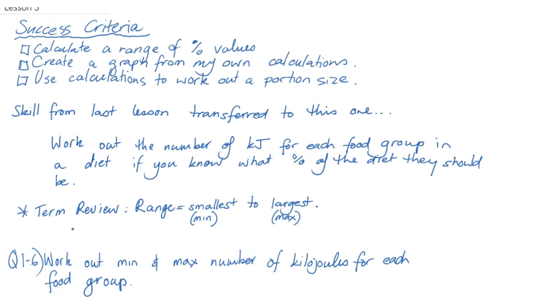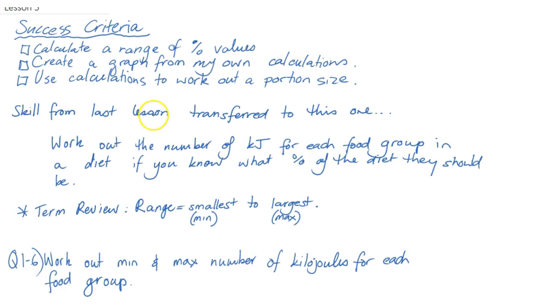So first of all, you're going to be calculating a range of percentage values. So you're going to be making percent statements about what you need to find and using that to make a little equation and work out how much it's worth. You're going to be able to take that information and put it into a graph so you can compare things. And lastly, you're going to use calculations to work out an actual portion size. So this is basically practice if you were wanting to actually work out your own diet and how much you need to eat based on your own metabolism.